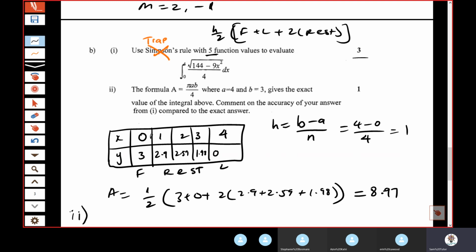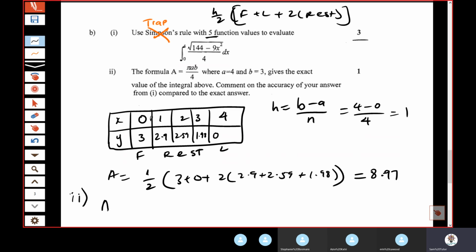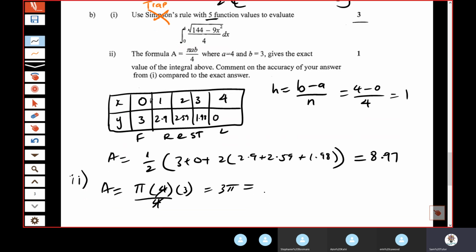8.97. The formula A equals pi ab on 4, where a is 4 and b is 3, gives the exact value of the integral above. Okay, cool. So that means the actual exact value is pi times 4 times 3 on 4, which is actually 3 pi. What's the answer to 3 pi? 9.42. And then the question says, comment on the accuracy of your answer from I compared to the exact answer.